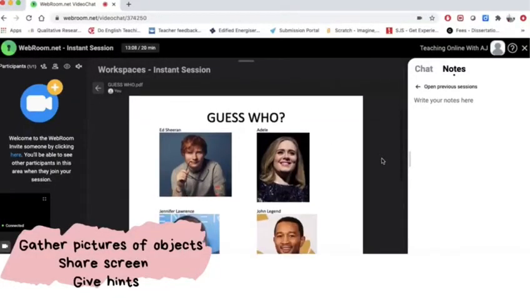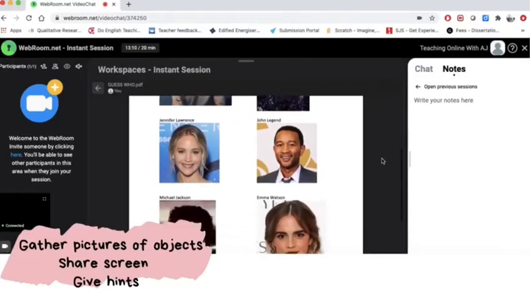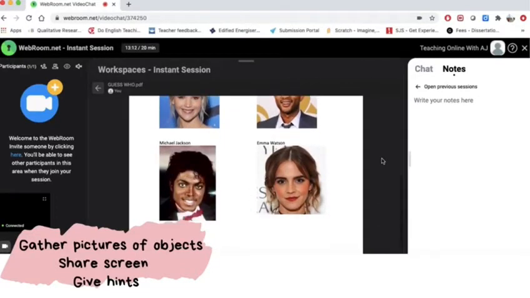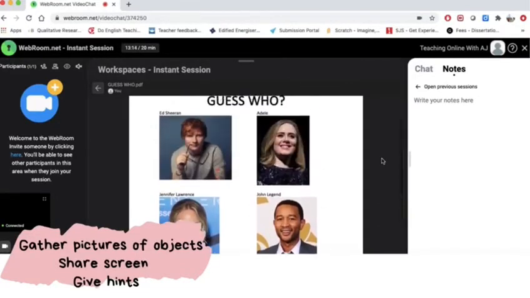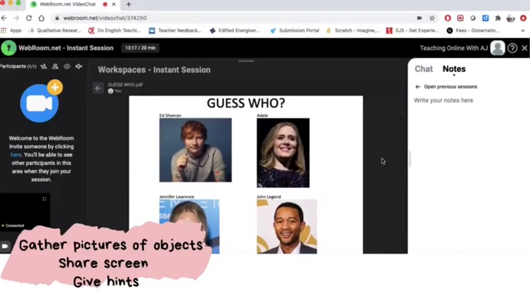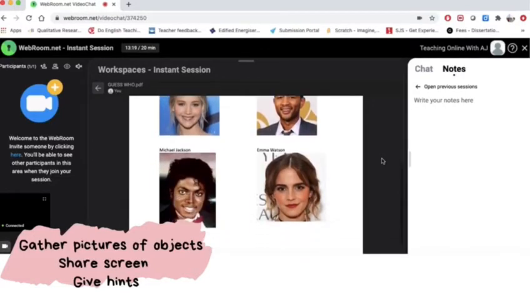First, make up a handout with pictures of objects. It can be famous people, animals, clothing, food, etc. Then, choose one and use it as your example. Share your computer screen to your students. Then give some hints about the object or the person.